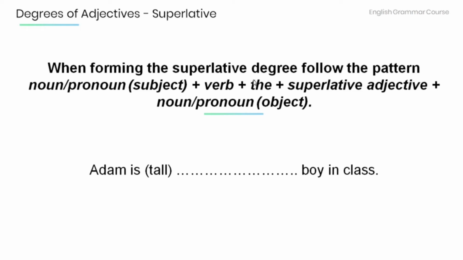Remember that when forming the superlative degree, follow the pattern: noun or pronoun as the subject of the sentence, plus verb, plus the, plus superlative adjective, plus noun or pronoun as the object of the sentence. Now read the following sentence and provide the superlative form of the adjective in the bracket. Adam is tall, boy in class. Adam is the tallest boy in class.